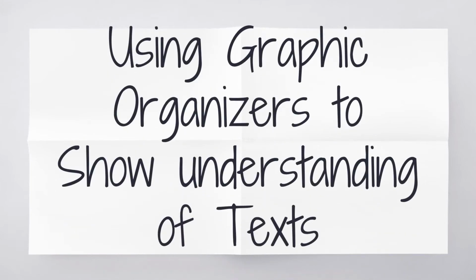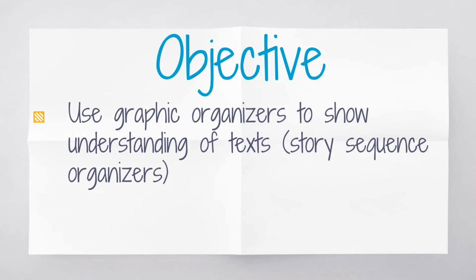Last week, you learned about identifying main idea, key sentence, and supporting details. This week, we will be discussing using graphic organizers to show understanding of text. After going through this lesson, you're expected to tell what happens at the beginning, middle, and end of the story using story sequence organizers. Are you ready? Let's begin.